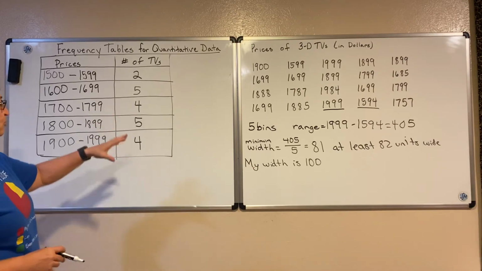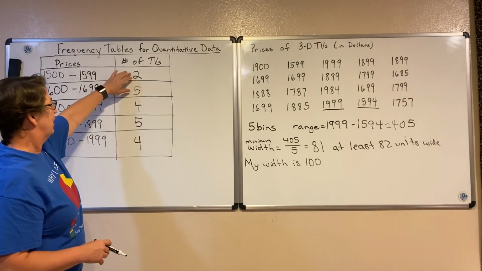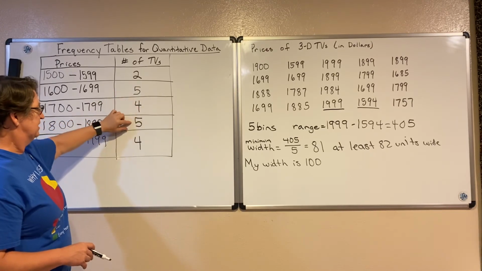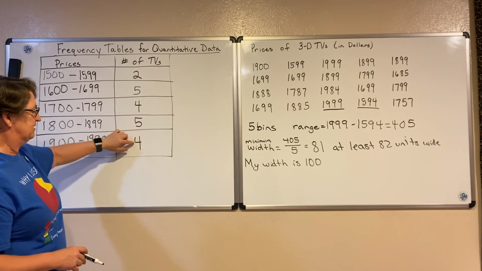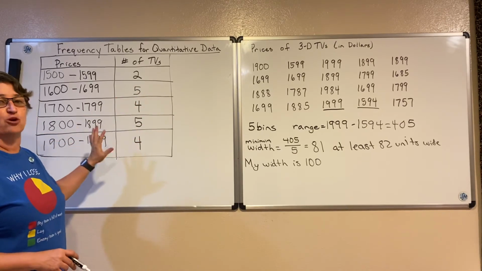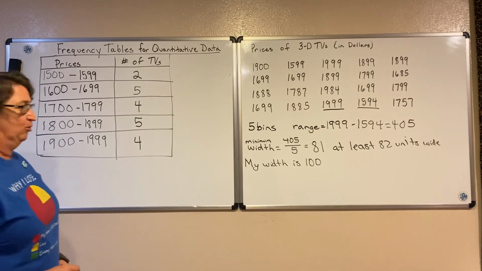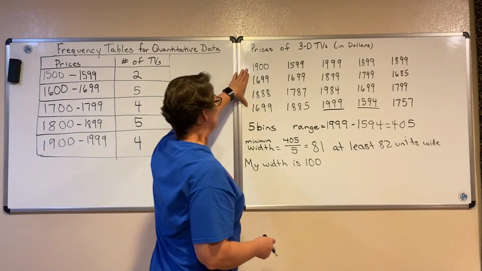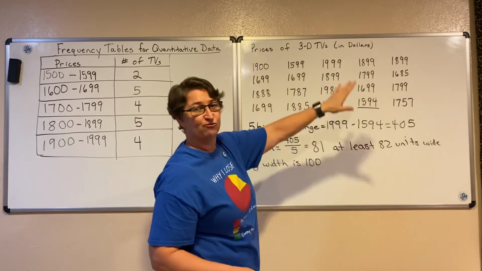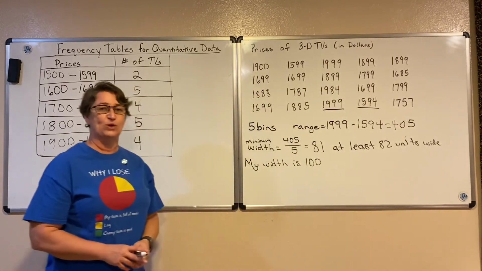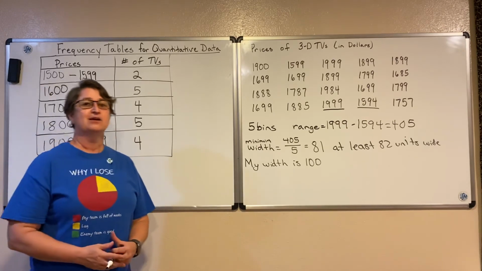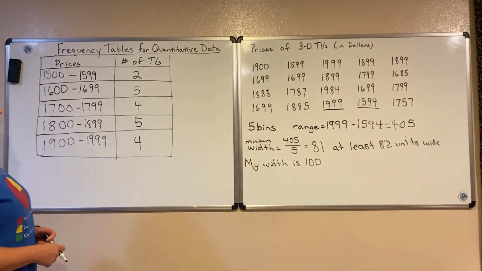Now to make sure that I have the right number, I'm going to add these up. So that's 2 plus 5 is 7, 11, 16, 20. I have a total of 20 TVs represented on this frequency table. I also have a total of 20 prices here, because 4 times 5 prices makes a total of 20 prices. So I have included everybody on my frequency distribution.